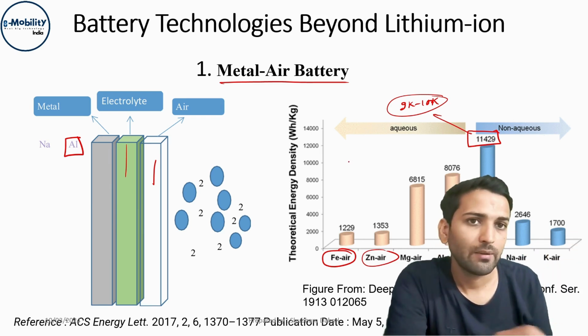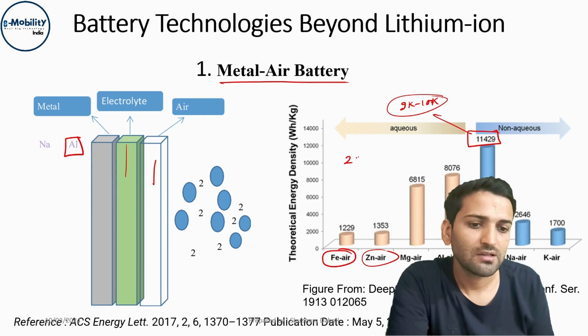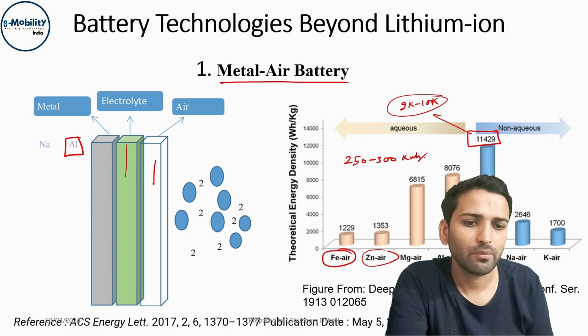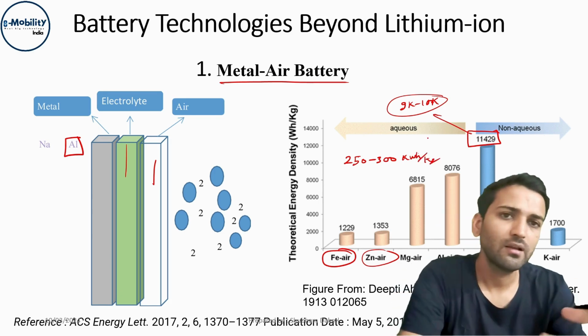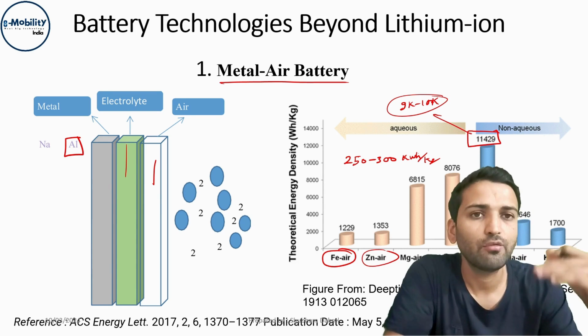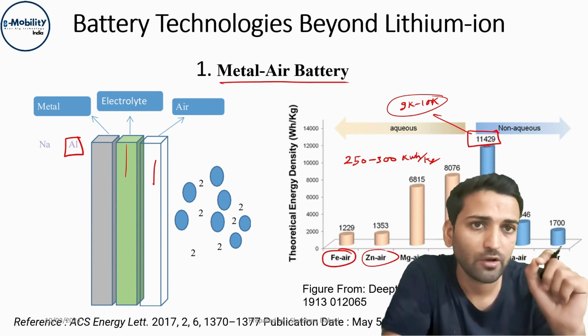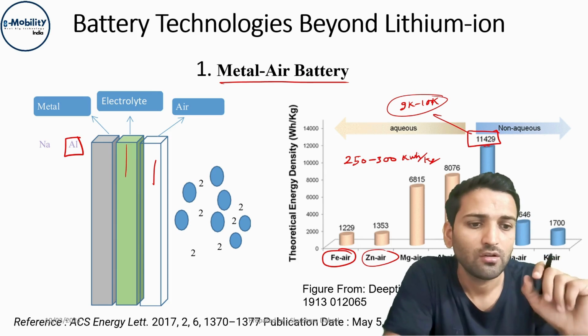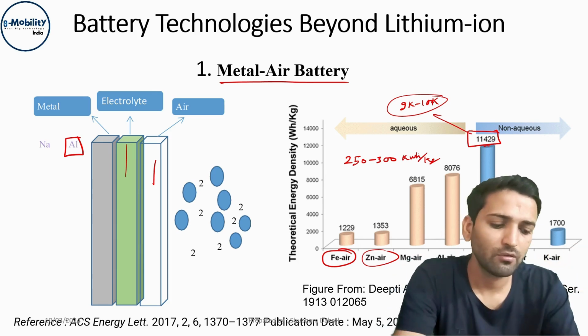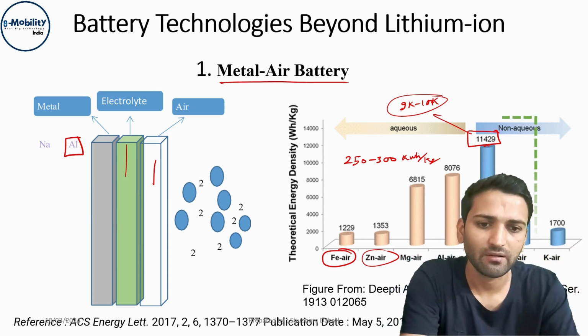Currently, the lithium ion batteries which are being used have an energy density of somewhere around 250 to 300 watt hour per kg. This is what is currently being used, but in future you can see that we have a theoretical value of 11,000 also. So in future we might move towards the metal air battery.